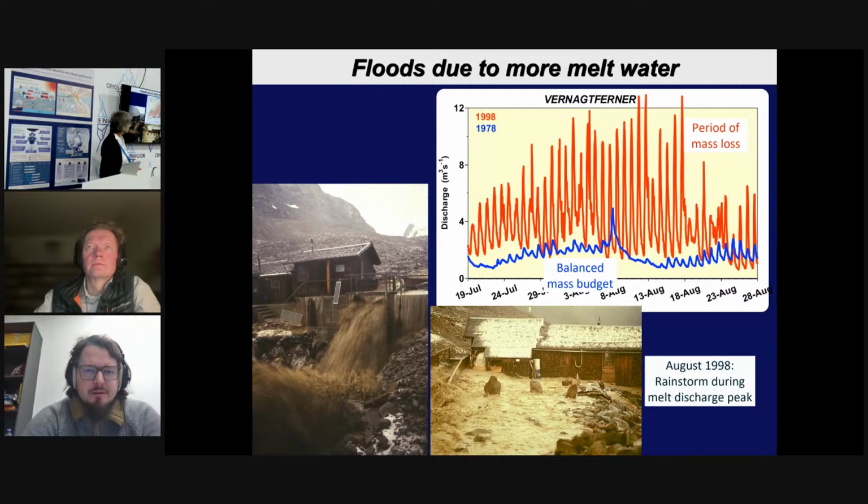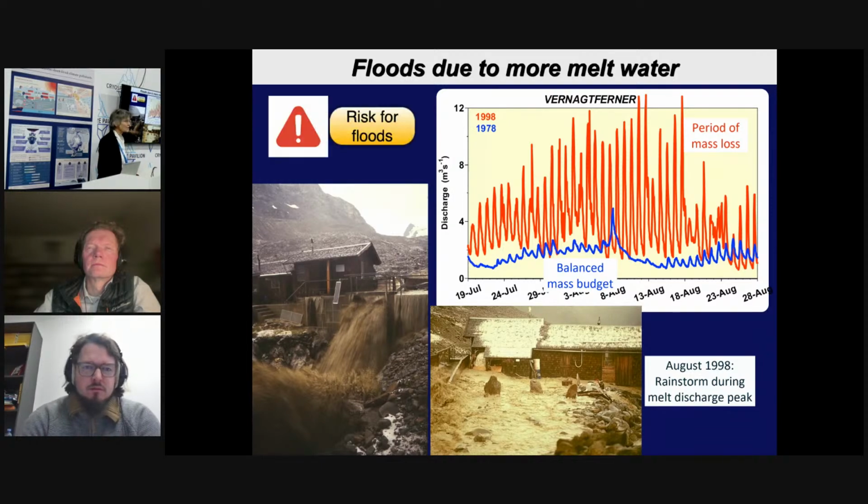This is here an example from a glacier in Austria. The blue curve here, during years where the mass balance was balanced, just as much snow as melt, was more balanced. And during that period, this research station was built. But just about 10, 20 years later, with negative mass balances, lots of mass loss, you see that the daily runoff peaks have increased by a factor of 10. And this has led to almost the destruction of this research hut. So massive increase in daily flood peaks due to more glacier mass losses. And if this coincides with a rainstorm, then we can have really devastating floods. So there's an increased risk of floods now with this increased melt due to the glacier retreat.